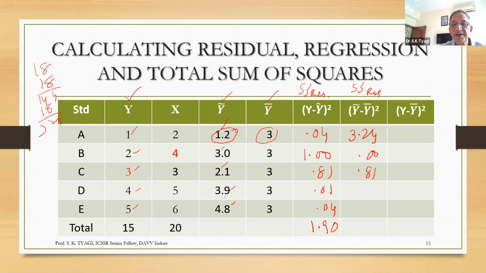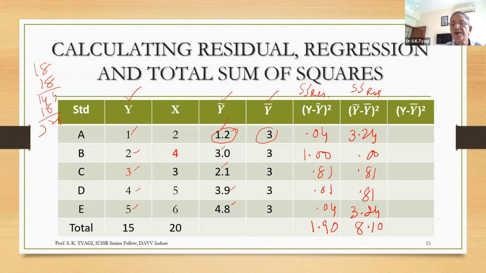3, 3.9. The difference is 0.9. So 0.81. And 4.8 and 3, 1.8, same thing, 3.24. Add these: 4.15, 4.15, 10, 20... 5, 5, 10, 1, 3, 11, 19, 21, and 3, 2, 5, 3. This is SS regression. Now SS residual.